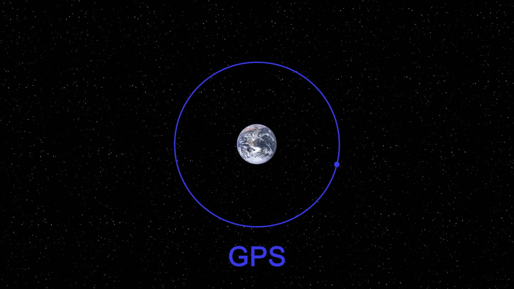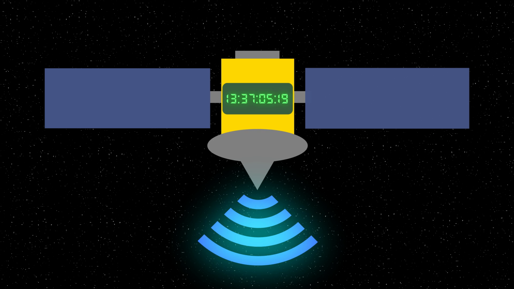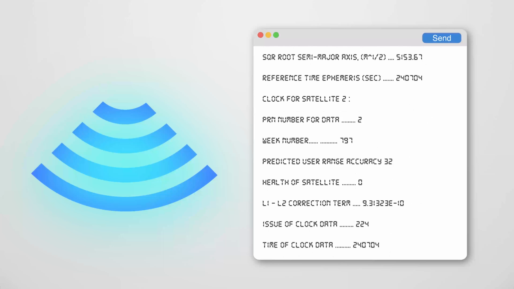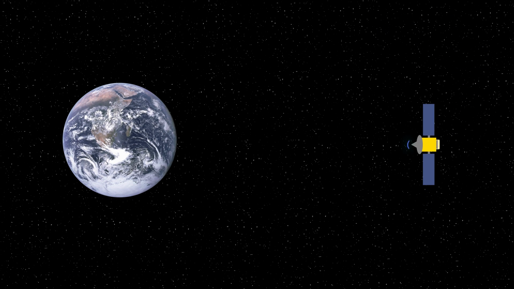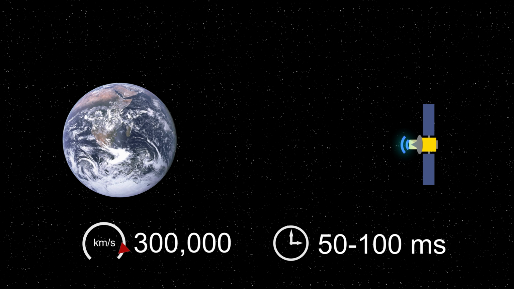GPS is not just one satellite, but actually a network of up to 32 satellites, orbiting the Earth 20,000 kilometers above ground. That way there are always a few above you. These GPS satellites are basically atomic clocks with radio and solar panels, constantly sending signals back to Earth. Each broadcast contains the current location and the precise time the signal was sent. And even though these broadcasts travel at the speed of light, it still takes between 50 and 100 milliseconds for them to reach the Earth.